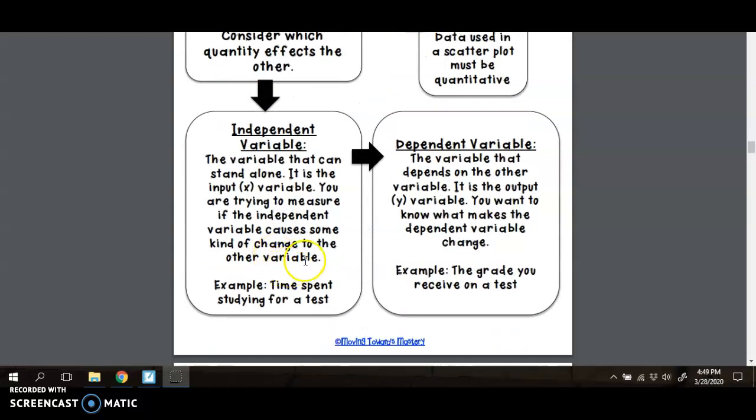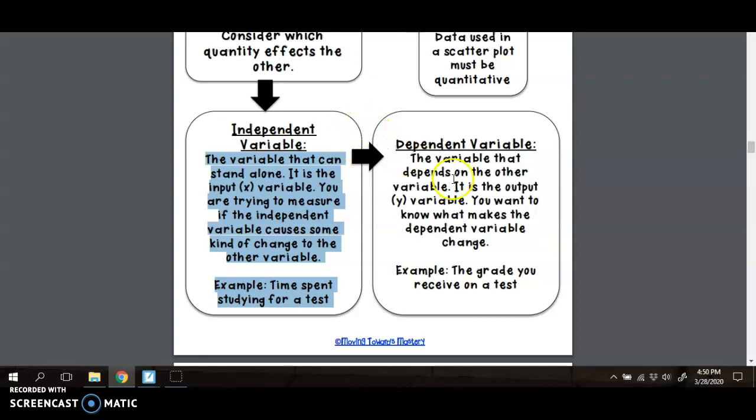In this case, they decided that their independent variable is going to be your x. The variable that can stand alone is the x input variable. You are trying to measure if the independent variable causes some kind of change in the other variable. In this case, they're using time spent studying for a test. Does it mean that if you spend more time, you're going to get a better grade? Or if you don't spend any time, are you going to get a lower grade, okay?